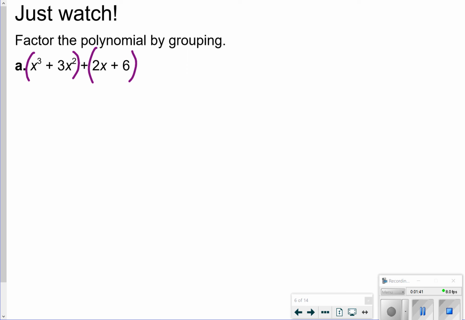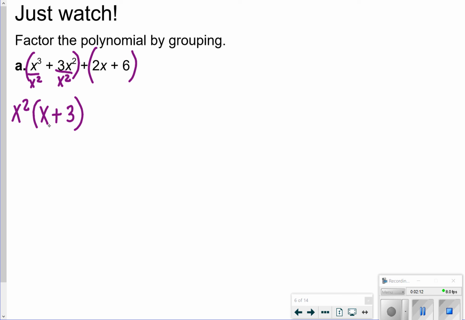The reason why I grouped x to the 3rd power and 3x to the 2nd together is because they both have x to the 2nd power in common. So what I'm going to do is just go ahead and factor out x to the 2nd power out of each of these. X to the 3rd divided by x to the 2nd would be x, and 3x to the 2nd divided by x to the 2nd would be 3. So my first group would be x squared and then parentheses x plus 3.